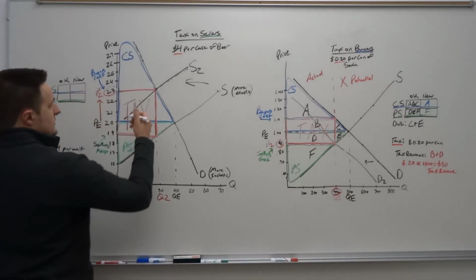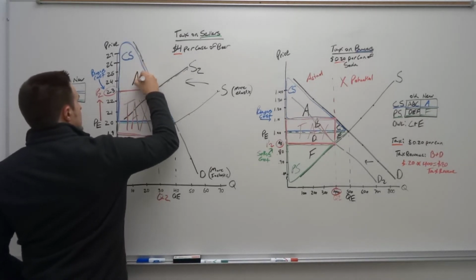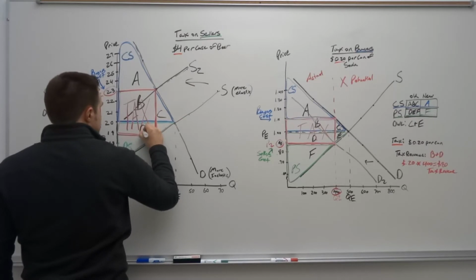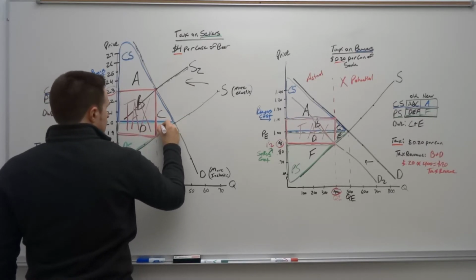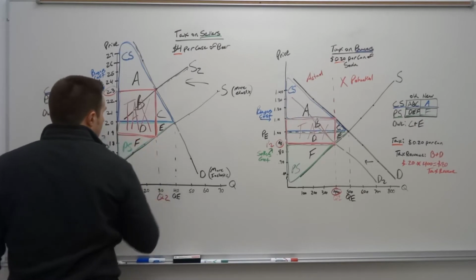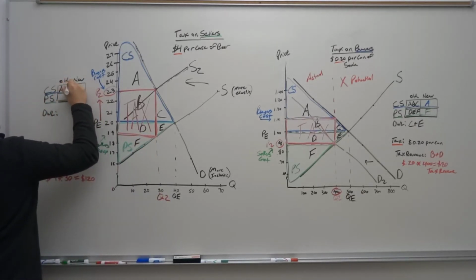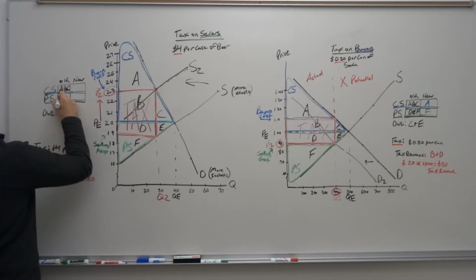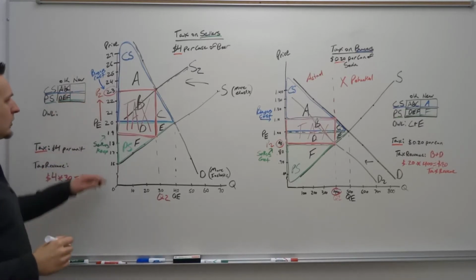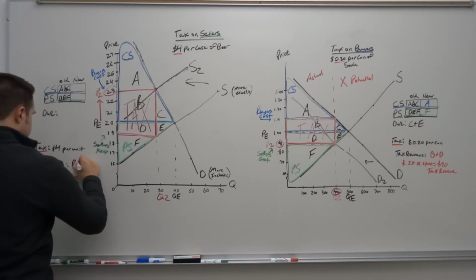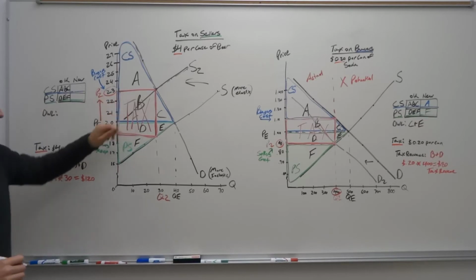I'm actually going to go ahead and put some letters in here. So we've got area A, area B, C, D, E, and F. Okay, so our original consumer surplus was area A, B, and C. Our original producer surplus was D, E, and F. So B and D, once again, become the area of tax revenue. Okay, so that's that area.